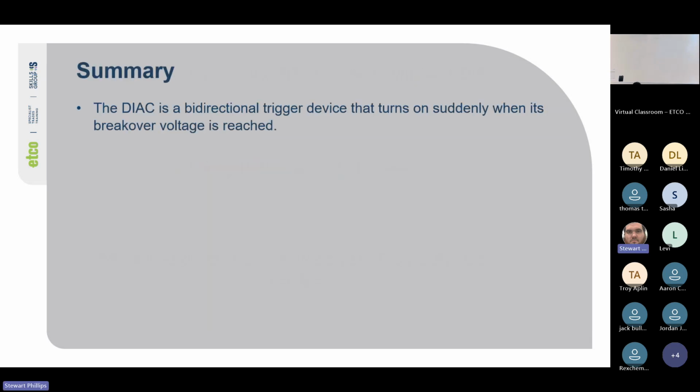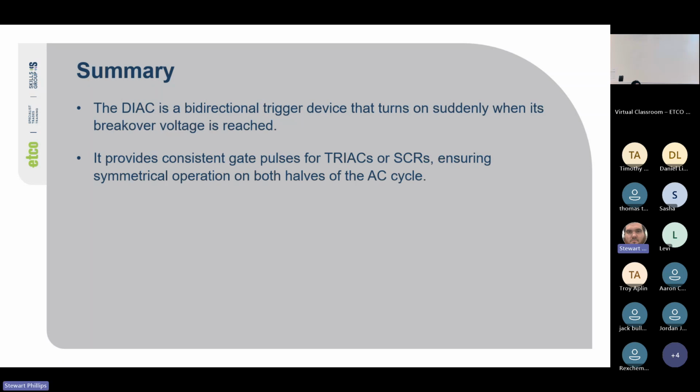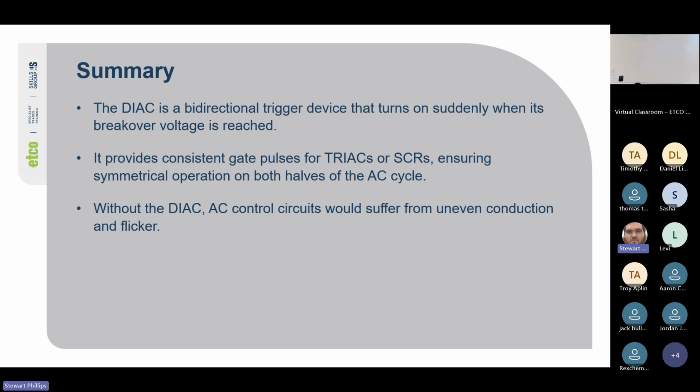Cool. So some summary notes. The diac is a bidirectional trigger device that turns on suddenly when its breakover voltage is reached. So it provides consistent gate pulses for triacs or SCRs, ensuring symmetrical operation on both halves of the AC cycle. So without the diac, AC control circuits would suffer from uneven conduction and flicker. So those are the reasons why a diac is quite useful. Cool. So probably good to get at least those things written down if you are taking notes.